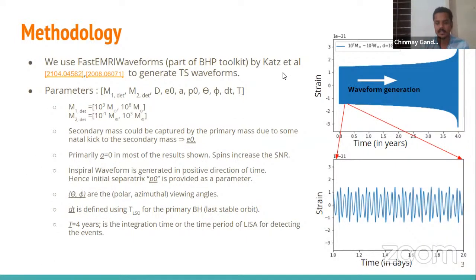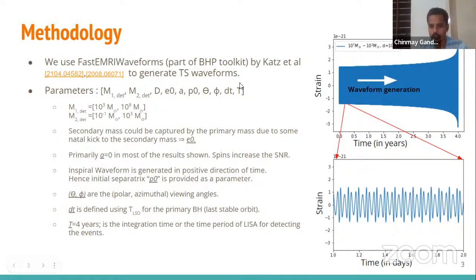The initial separation p0, that is the initial distance between the black holes, let's say 4 years before the merger, is obtained using a function given in the package itself. The choice of DT is based on the time period of the last stable orbit. We take DT proportional to the time period of the last stable orbit. It is not exactly equal to it, mainly because there might be some eccentricity that may not die completely towards the end, which could cause some difference. All the waveforms are integrated for 4 years, which is also the projected time period of the LISA mission.